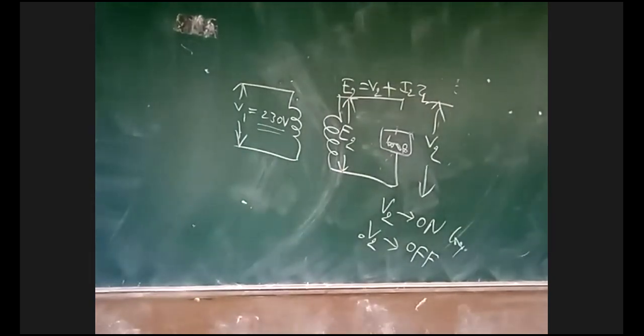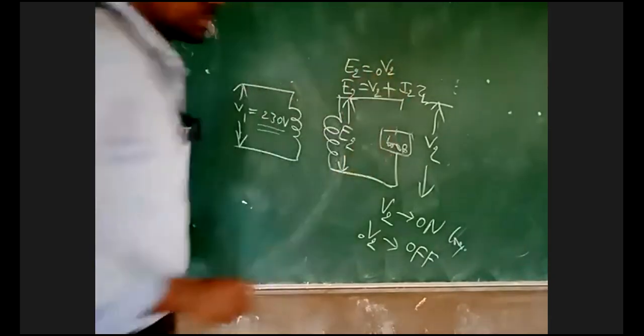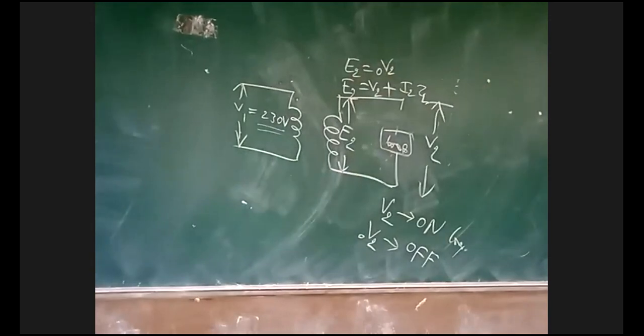Now when you are not putting the load, in open circuit, what is I2? It is 0. When I2 is 0, E2 is equal to V2. If you put the load, V2 will be reduced. That means your open circuit voltage V2 naught is greater than V2. V2 naught is the off load voltage, V2 is the on load voltage.